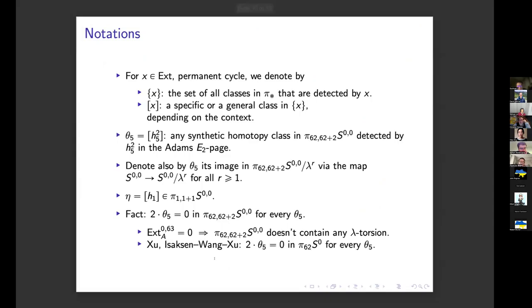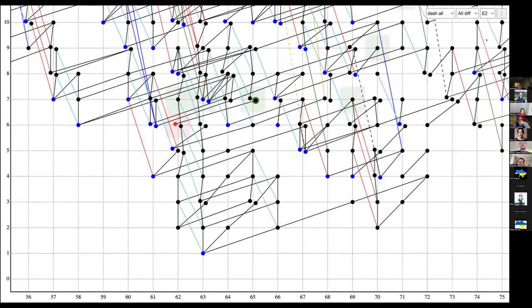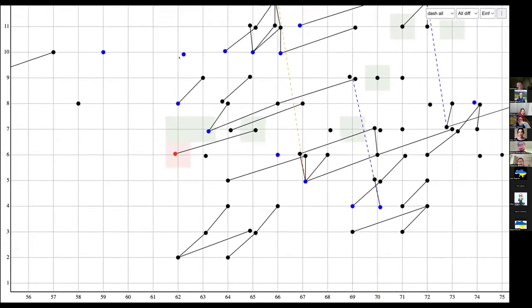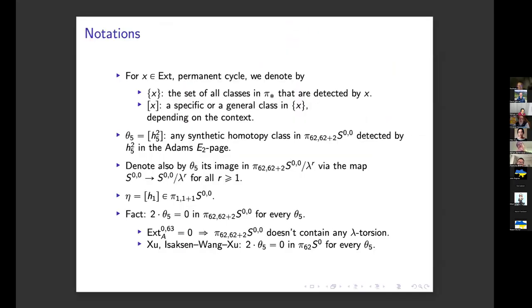Also classically, a theorem of Mine, also computation with Isaksen and Wang, we computed that in fact, the whole pi 62 is Z/2 direct sum with itself 4 times, okay? So every theta 5 has order 2. So in the infinity page, there are 4 dots left, in filtration 2, 6, 8, and 10, and this one does not support any 2 extension, okay? So therefore, combining these two facts, we know that any synthetic theta 5 will also have order 2.